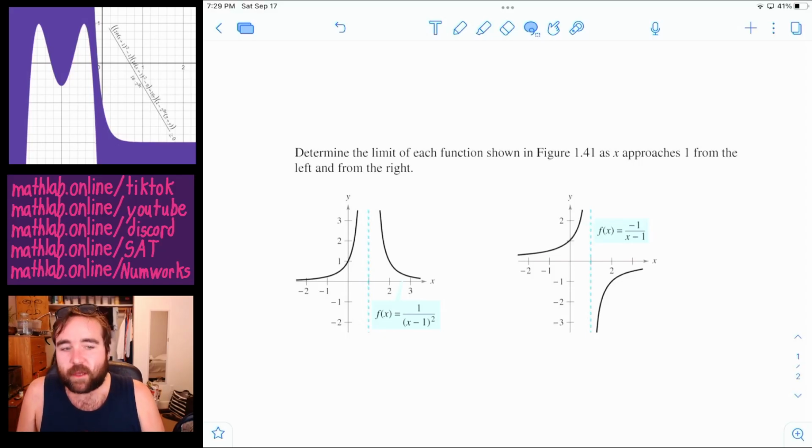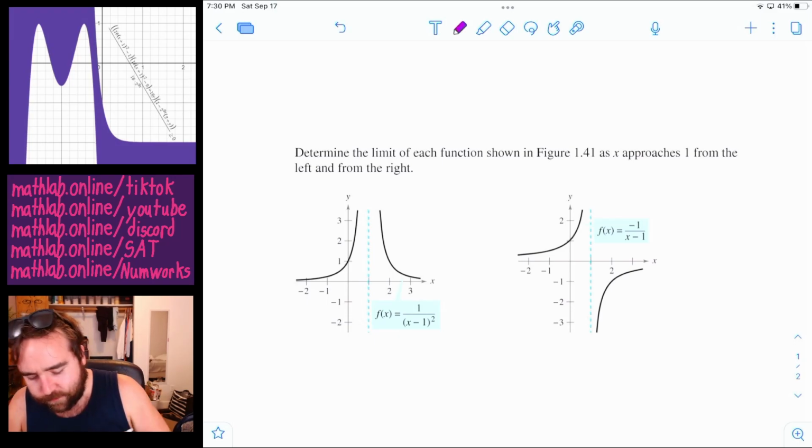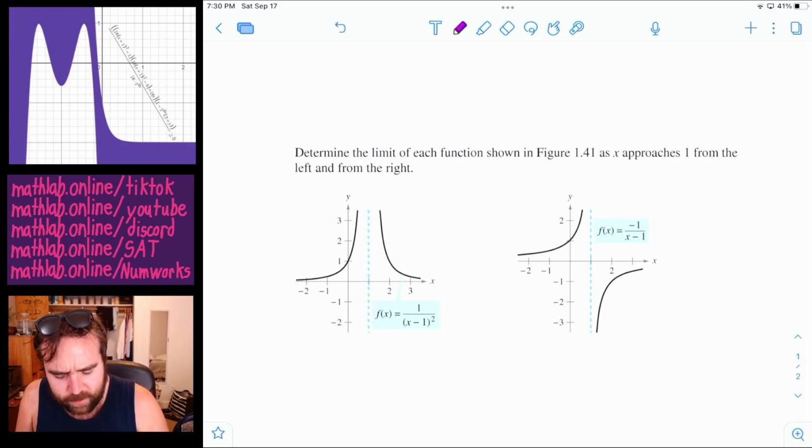So this next section is about infinite limits. And the thing about infinite limits is that they're really not any different from other limits. It's just that infinity is involved. But that's not that scary. So with this first one, what does it say? Determine the limit of each function as x approaches 1 from the left and from the right.